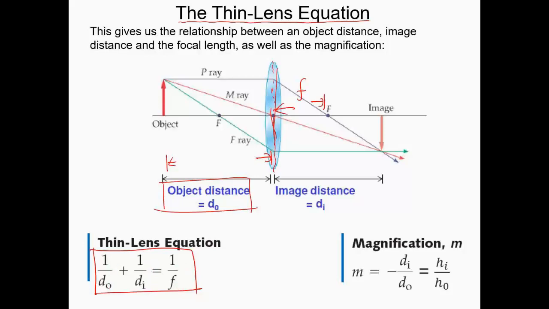And the magnification, how big the image is going to be, is also given by a formula. It has two forms. One is in terms of object and image distance: negative di over do is equal to the height of the image divided by the height of the object. Why do you have a negative sign? It simply means the inverted image will be a real image. Real images will always be inverted compared to the object. That's the implication of this negative sign.